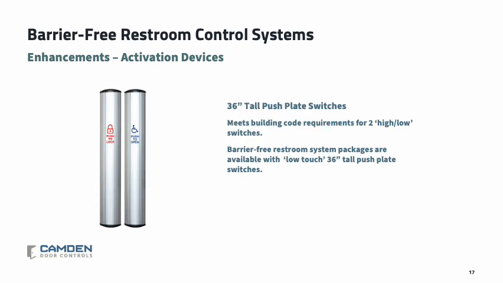Another system enhancement we need to consider is when we are required by code to install two high-low push plate switches to activate the automatic door operator. 36-inch tall switches meet the building code requirements, but are less costly to install and maintain. These switches are often referred to as low-touch switches because they can be easily operated by an elbow, knee, or foot instead of using a hand.